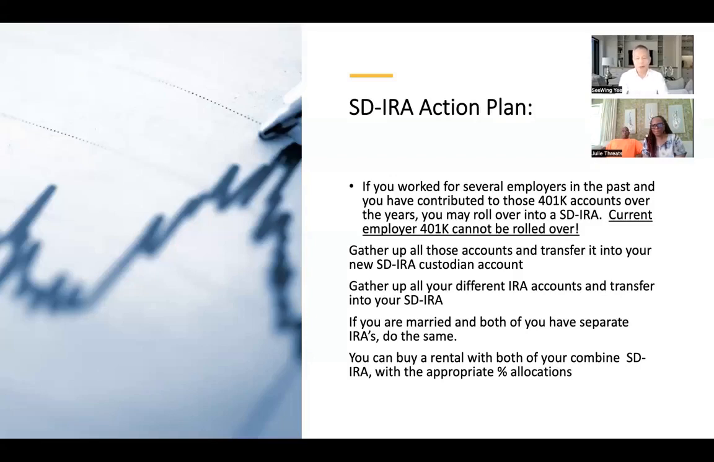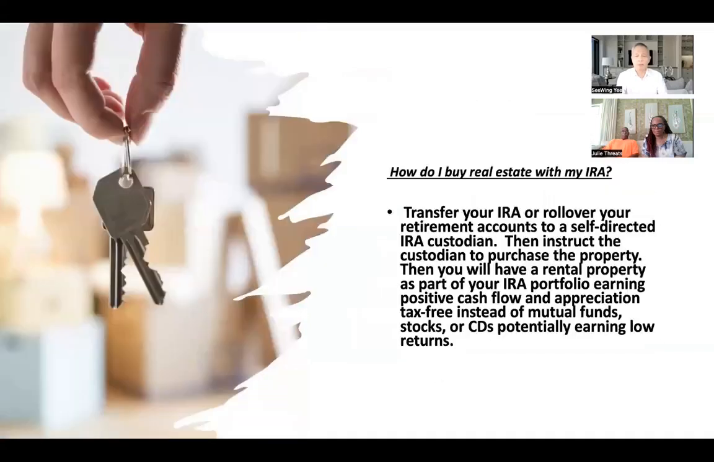Even if you're married and both of you have separate IRAs, you can transfer those individual accounts and do joint IRA investments under both of your spouses' IRAs to buy rental properties inside the IRA. So very powerful. How do I buy real estate with my IRA?